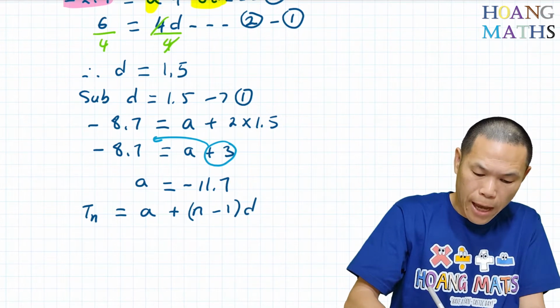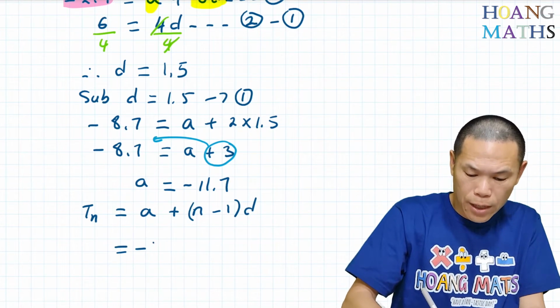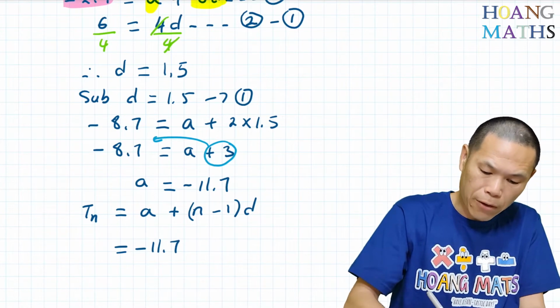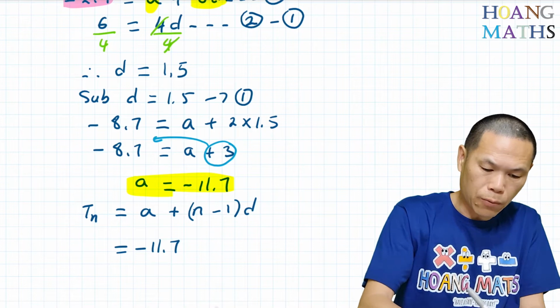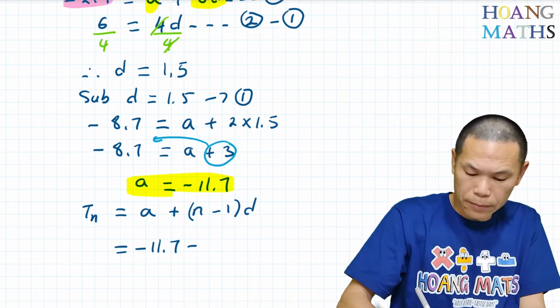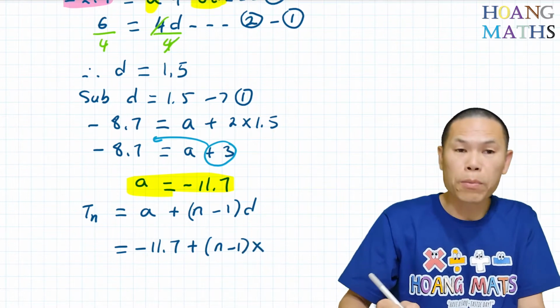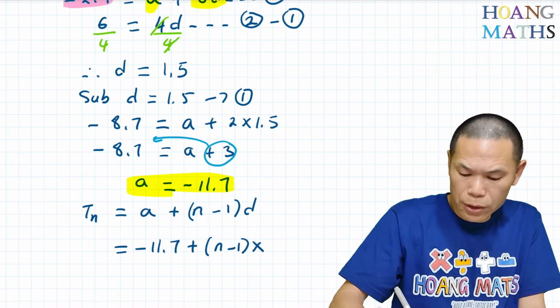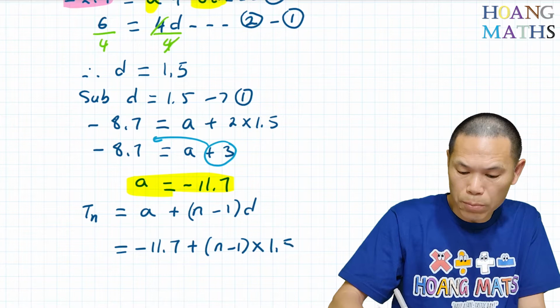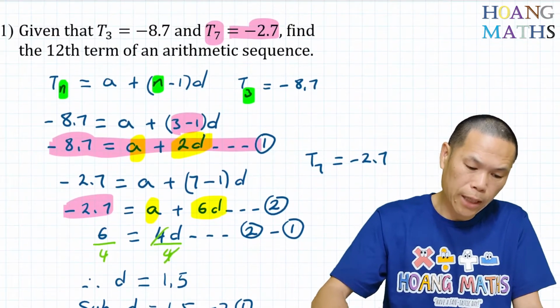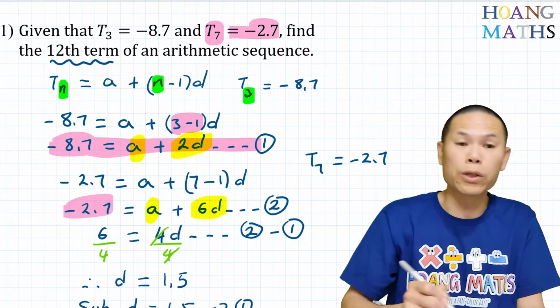So we know that a is negative 11.7 because we already found it here. And then we add n minus 1 times the common difference. So the common difference is 1.5. I just write 1.5. Now we need to find the 12th term, the 12th term of this sequence.